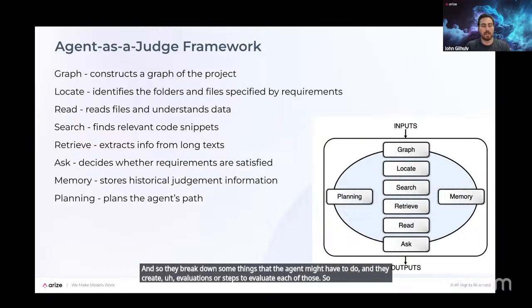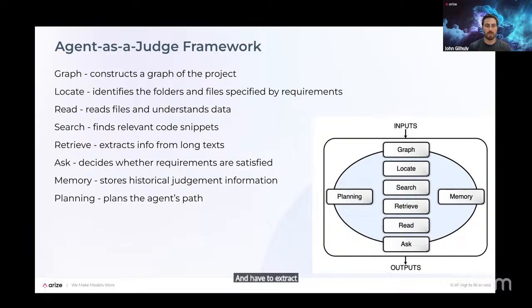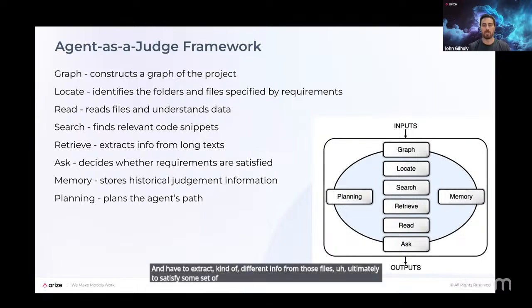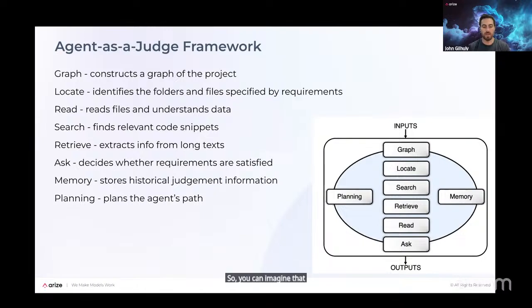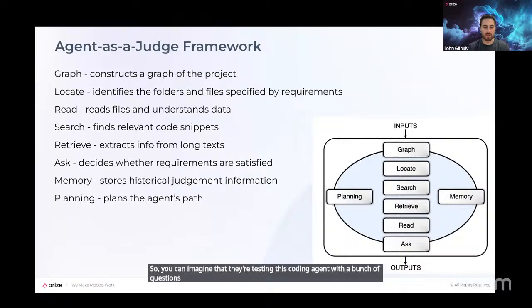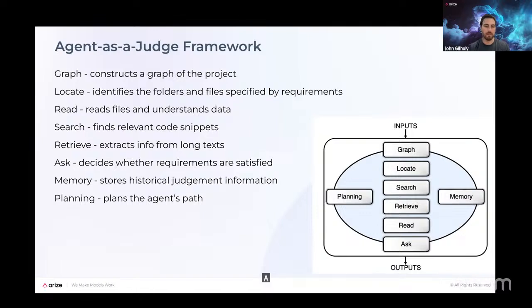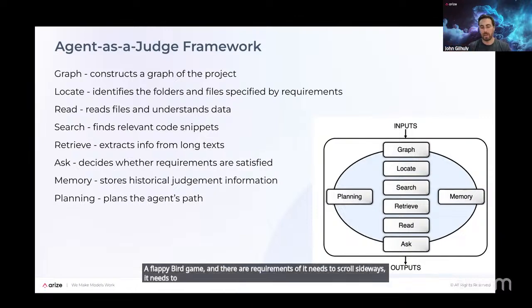They know that this particular coding agent is going to construct different files. It's going to modify folders, access folders, generate code across multiple files, and have to extract different info from those files, ultimately to satisfy some set of requirements. So you can imagine that they're testing this coding agent with a bunch of questions and requirements for those questions. For example, generate the code for a Flappy Bird game, and there are requirements: it needs to scroll sideways, it needs to have an animated bird icon, whatever it might be.